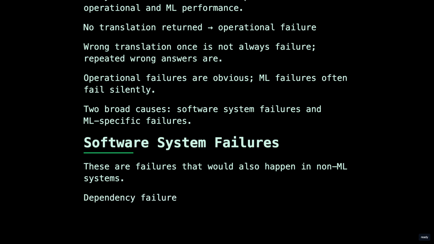A common example is a dependency breaking underneath you. If your service relies on a package or another codebase and that piece stops working, your own system can fail even when your model logic is unchanged.